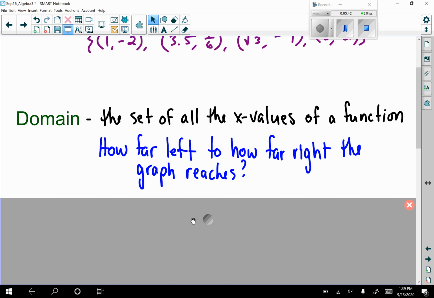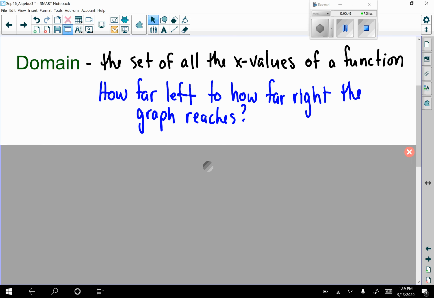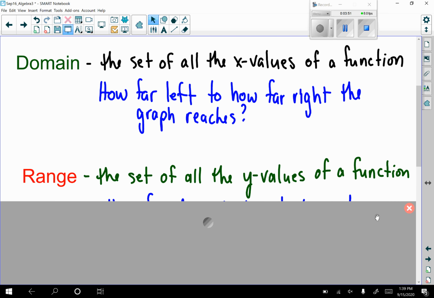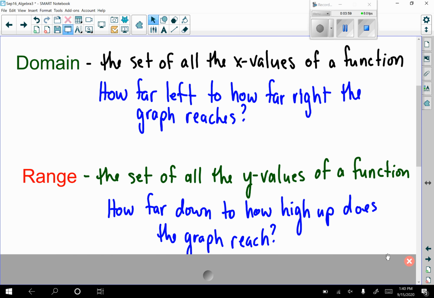It's answering the question, how far left to how far right the graph reaches. What are the x values? How far left to how far right? The range is a set of all y values of a function. And again, guys, pause the video at any time you need to. The range answers the question, how far down does the graph reach on the y-axis to how high up?